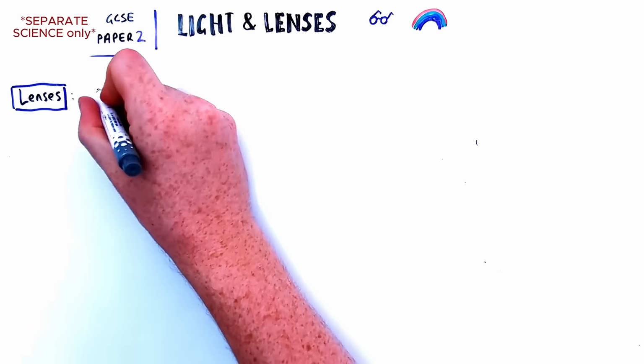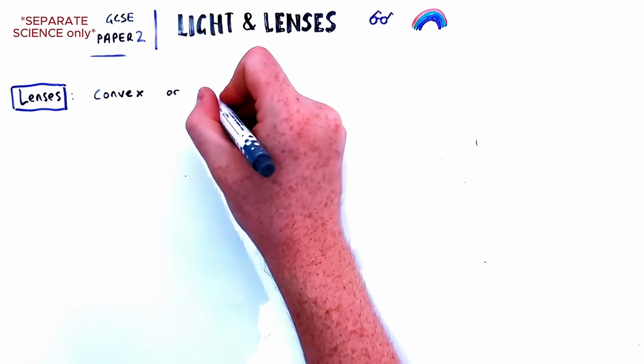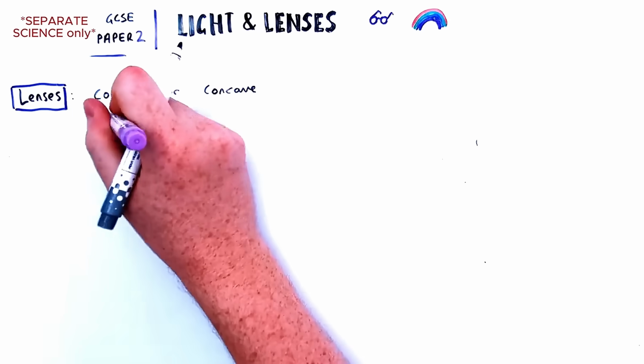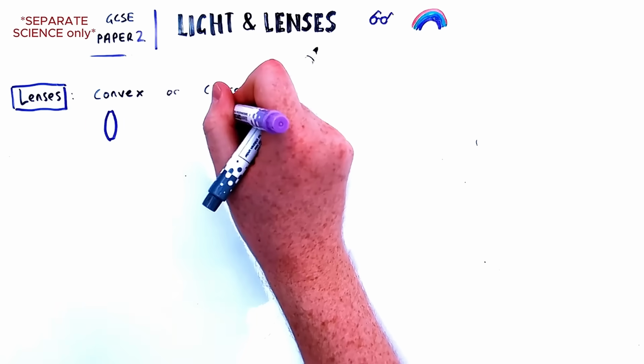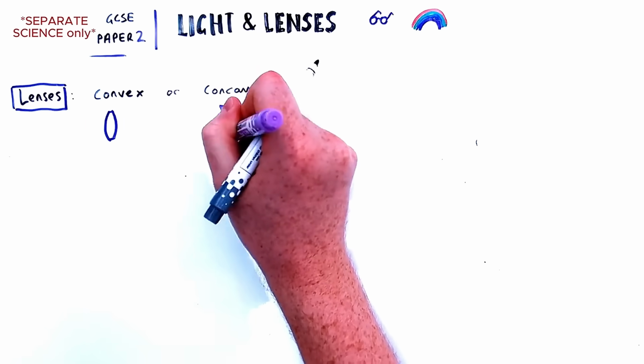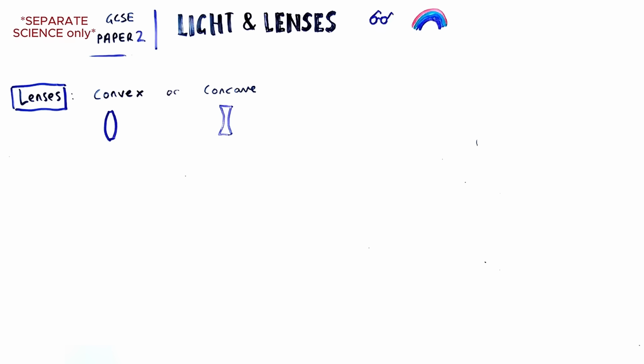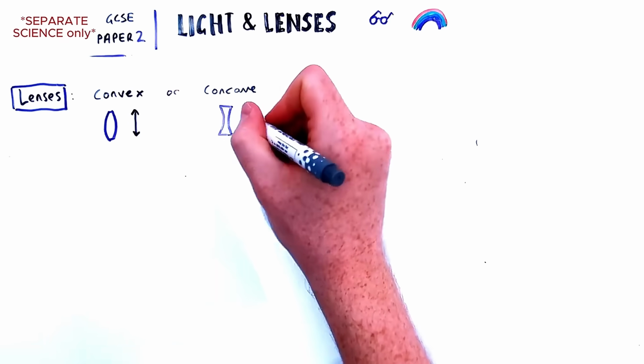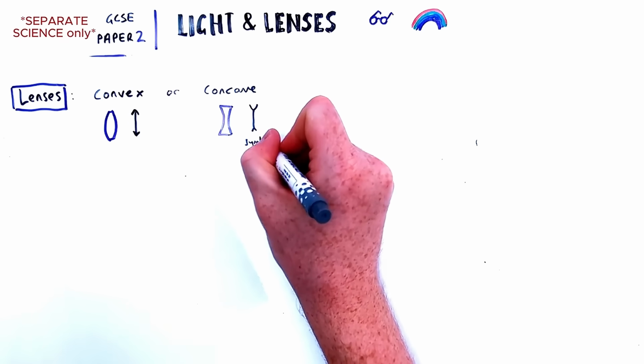So there are two types of lenses you need to know. There are convex lenses and there are concave lenses. Now the way to remember it is concave sort of bends inwards at the middle, looks a bit like a cave, whereas convex is the other one. You also need to be familiar with the symbols for each, which I've drawn here.